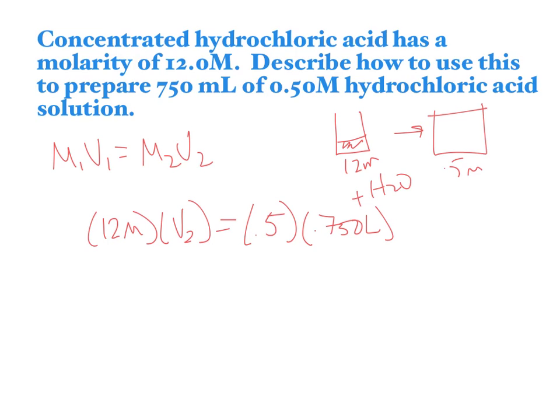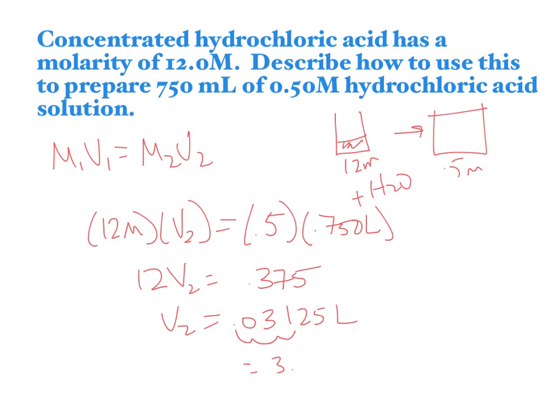So now it's just a matter of algebra to figure out how this works. 12 times our volume equals 0.375 by the time I'm done. V1, whatever you want to call it, is going to be 0.03125 liters. If I move this over 3 decimal places, that's 31.25 mL, which is what the answer would be if I want to put it in milliliters.